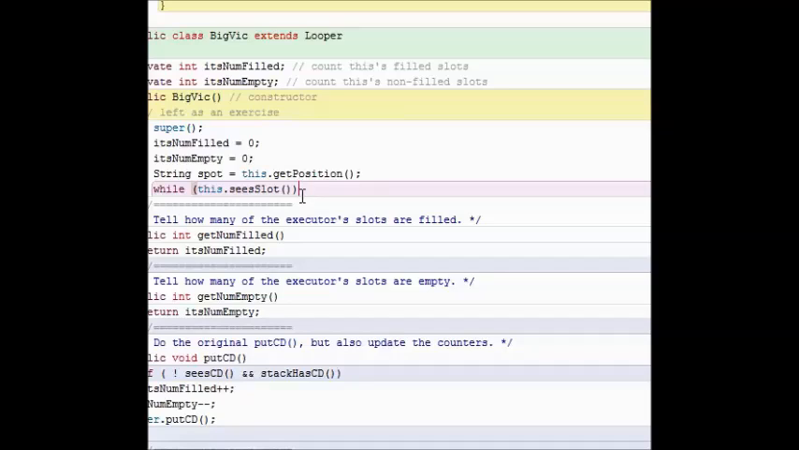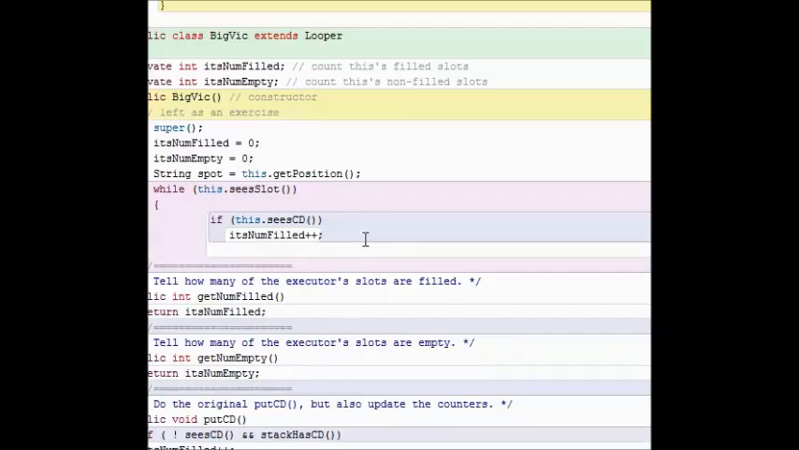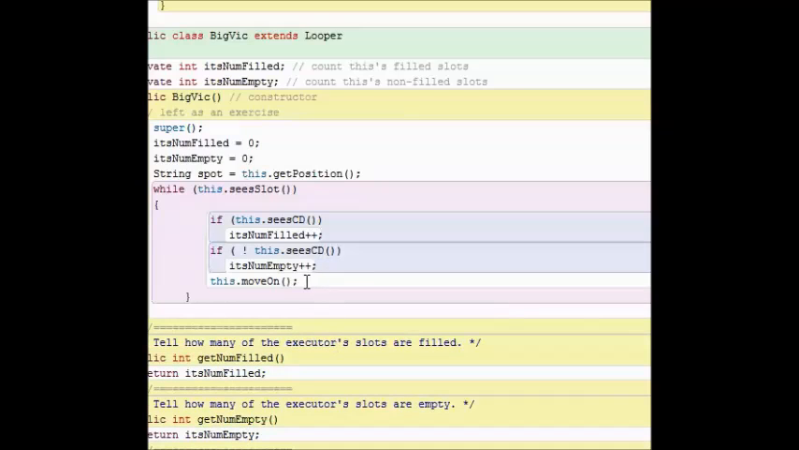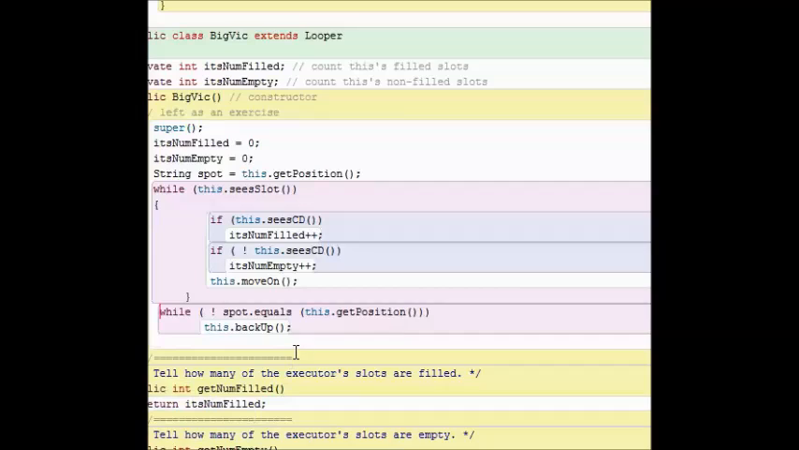So we're going to check a condition: does the slot exist? While the slot exists, if the Big Vic sees a CD, it adds to the number of filled slots, right? And if it doesn't see a CD, it adds to its number of empty slots. Then it moves on to the next slot until what happens? When this is no longer true and it no longer sees a slot. So then you have to go back to where you left the spotter at, the first position where you started from.